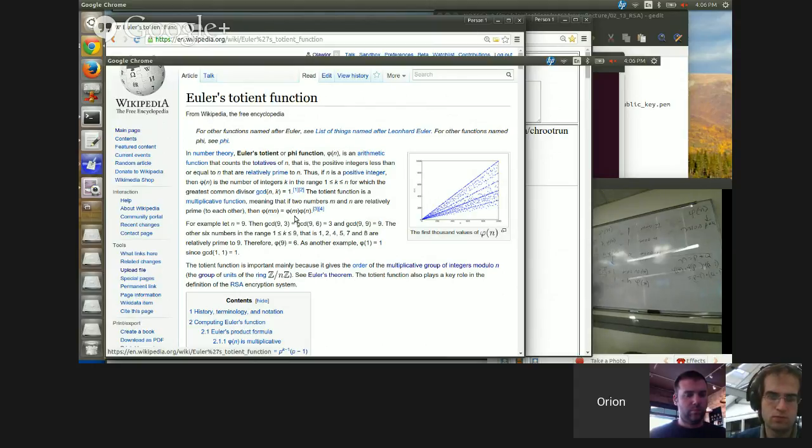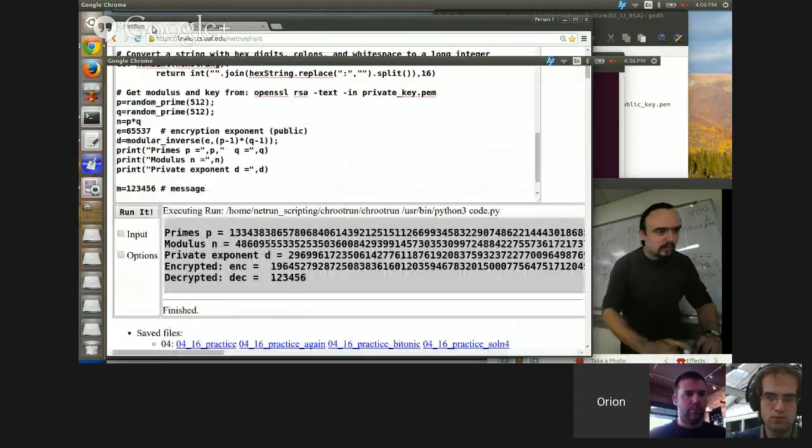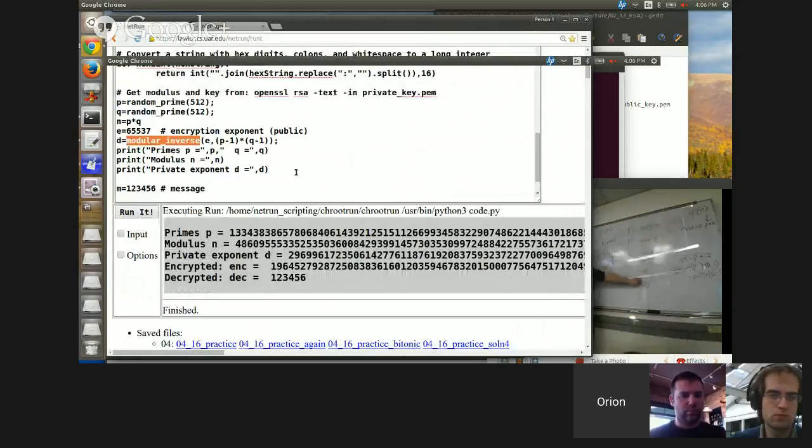Well, hey, that's how I picked the decryption. My decryption algorithm is I calculate the modular inverse of E mod (P minus 1)(Q minus 1), and the product has to be 1.